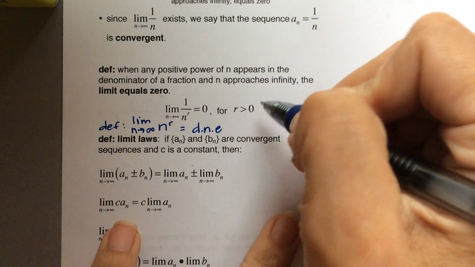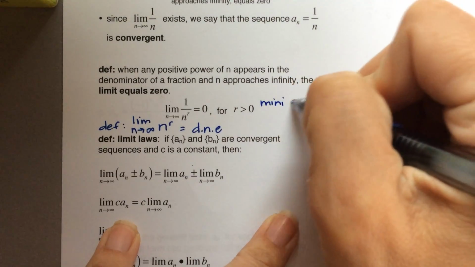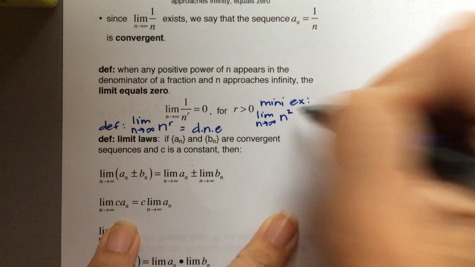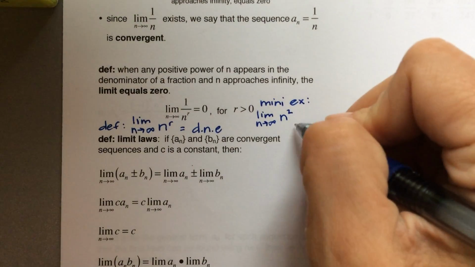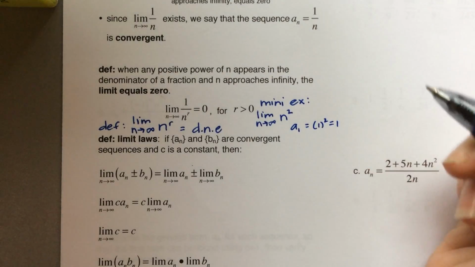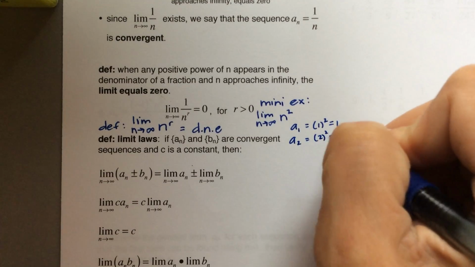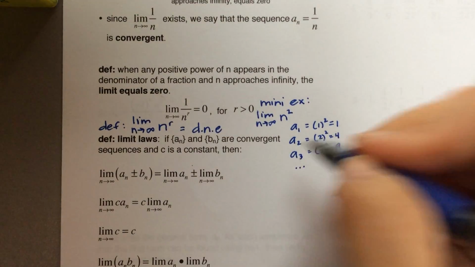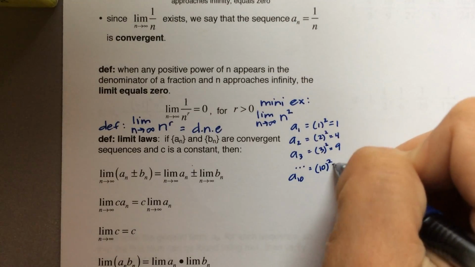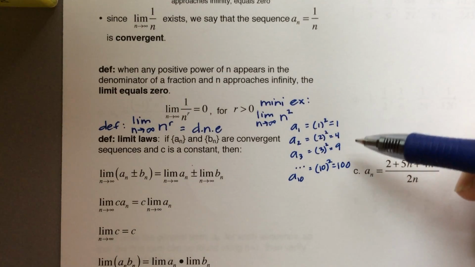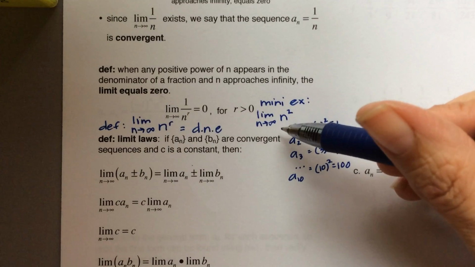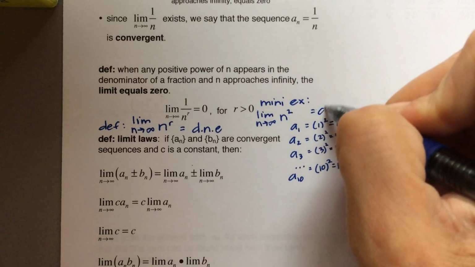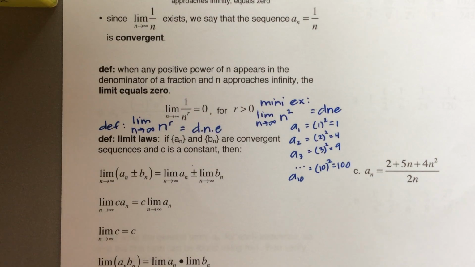For example, if you want to add a little mini example right here for this one, if I gave you the limit as n approaches infinity of n squared, what would that equal? Well, think about it. The first term has a value of 1 squared, which is 1. The second term has a value of 2 squared, which is 4. The third term has a value of 3 squared, which is 9. Let's jump up ahead a little bit, and what would the 10th term be? It would be 10 squared, which is 100. So these numbers are getting larger and larger without bound. As n gets larger and larger, or is approaching infinity, the sequence is also going to approach infinity, and therefore the limit would not exist. Remember, infinity is not a number, it's a concept.